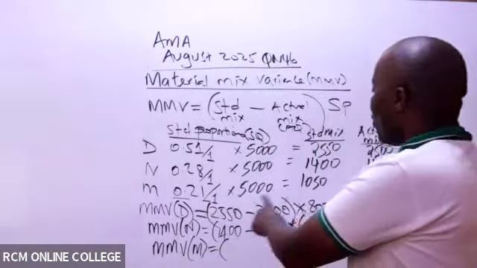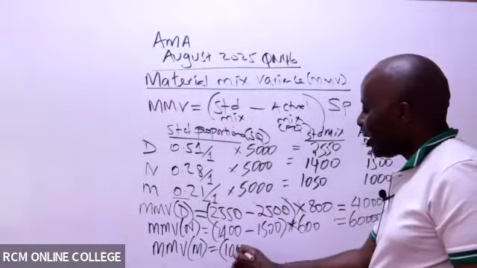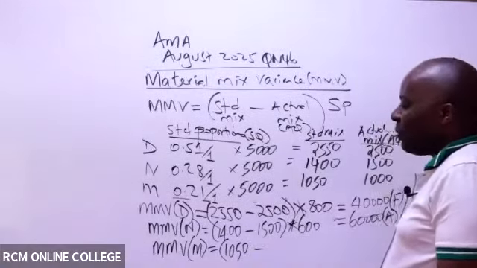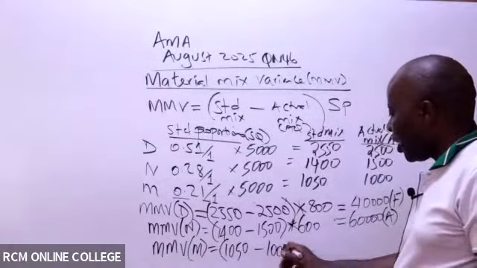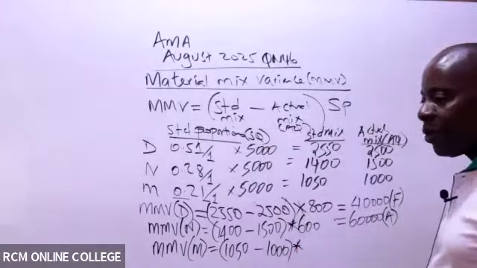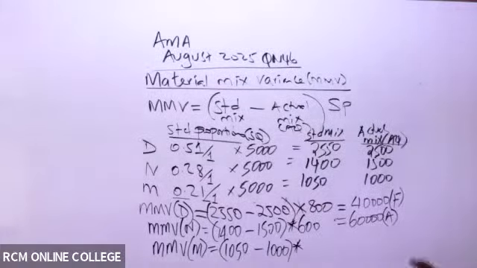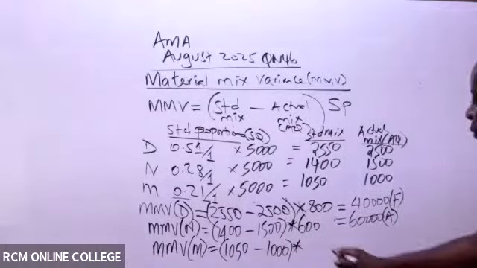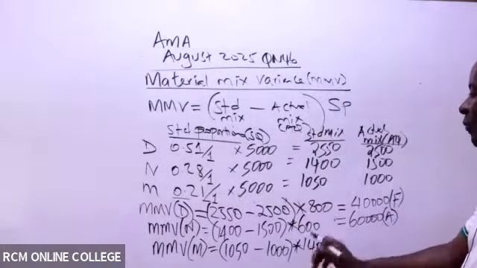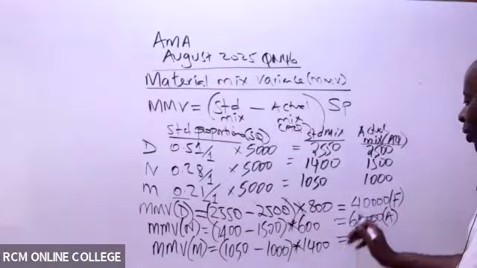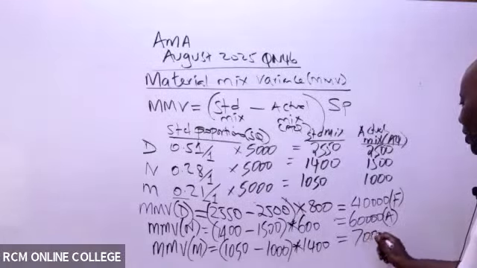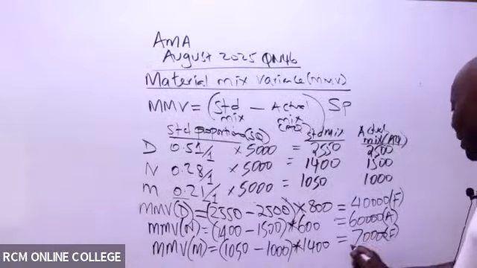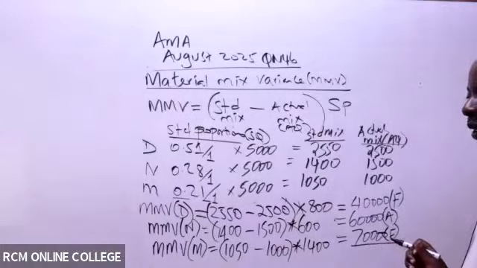And then now we have material mix variance for M. So the standard mix for M is 1,050 minus, ladies and gentlemen, the actual mix of M, which is 1,000. Whatever we get, we monetize by multiplying it with the standard price per kilogram, which is 1,400, I'm being told, for M. So what shall be the mix variance for M? 70,000 favorable.